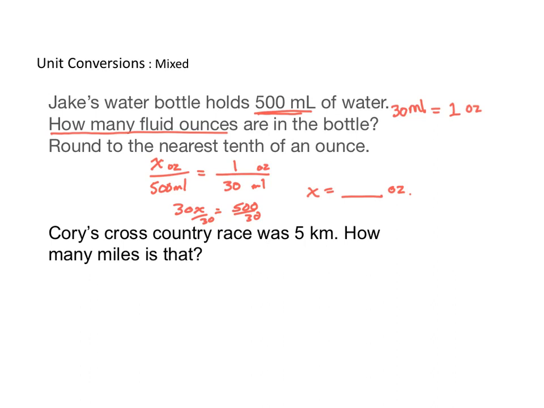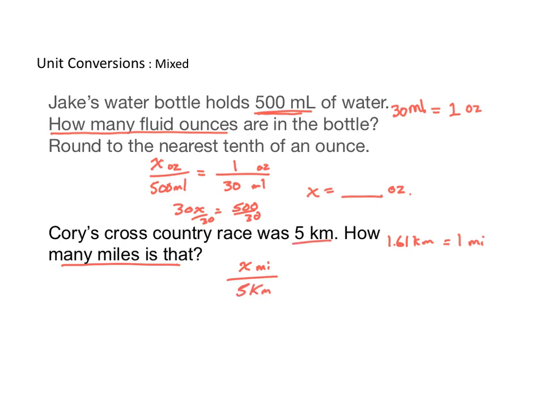Corey's cross-country race was 5 kilometers. How many miles is that? Okay, so we need kilometers and miles. All right, let's go back and see if we can find it. Got that memorized? 1 mile is 1.61 kilometers. Okay, so the question is how many miles? So if you want to, you could say x miles. And that goes with the 5 kilometers.